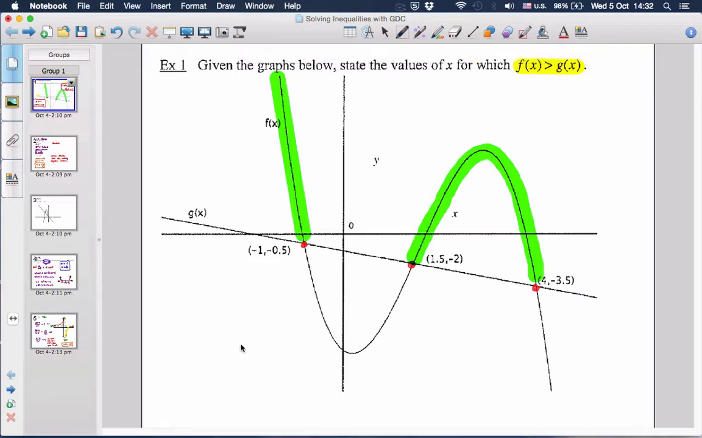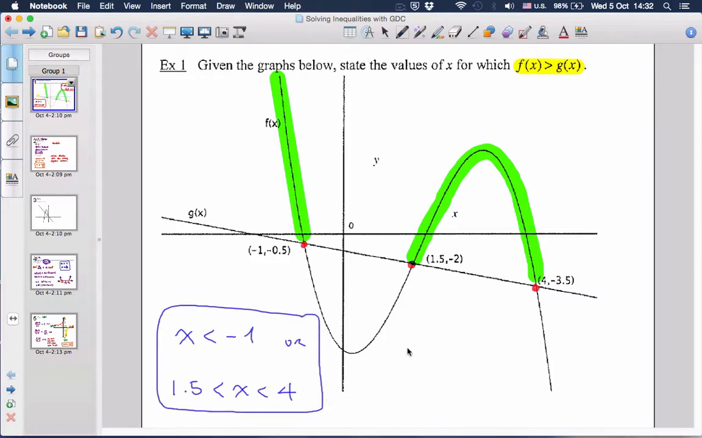So if we were to find the solution for x, it would be x is less than -1, or x is between 1.5 and 4. You can write the same answer in interval notation: from -∞ to -1 union 1.5 to 4. And the endpoints are not included because it's strictly greater than. If it were greater than or equal to, then all of these endpoints would be included.